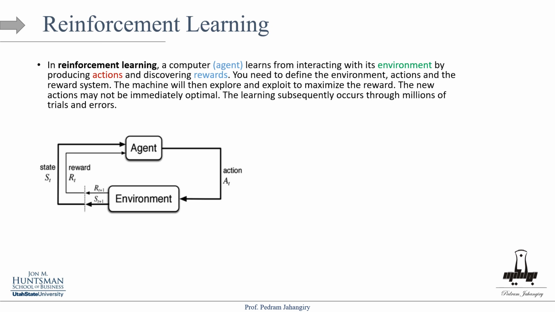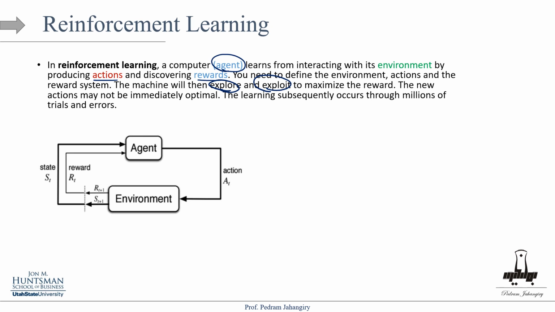Now, finally, let's talk about reinforcement learning. In reinforcement learning, a computer, or the agent, learns from interacting with the environment, right? By producing actions and discovering rewards. Remember, you need to define the environment and actions and the reward system. The machine will then explore and exploit to maximize the reward.